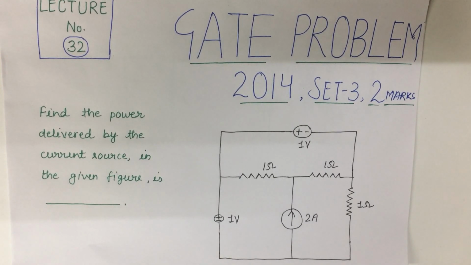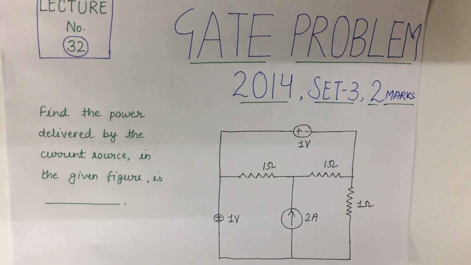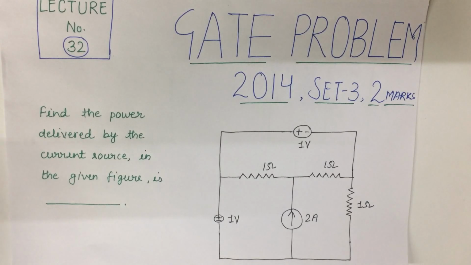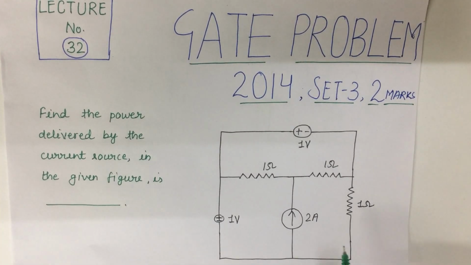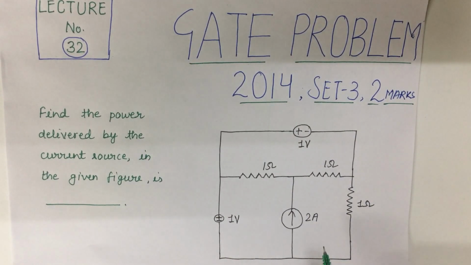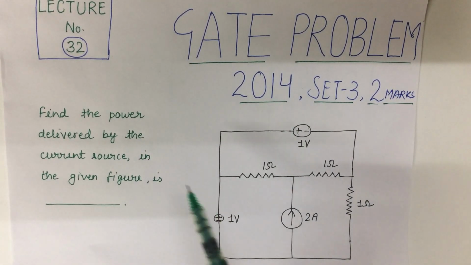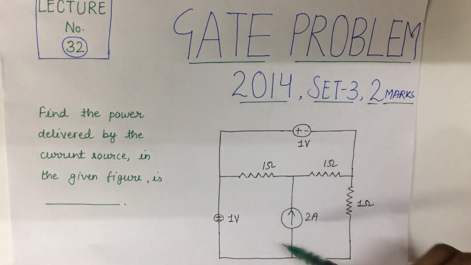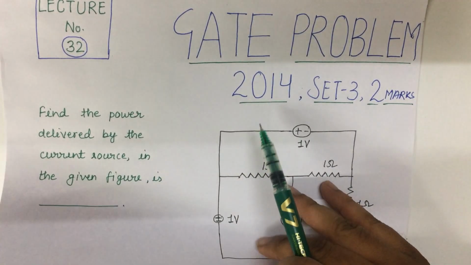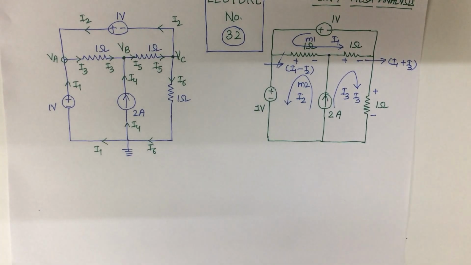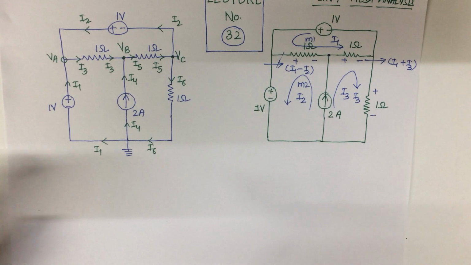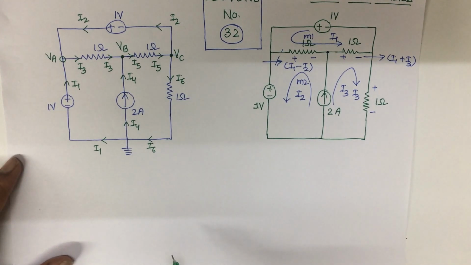This is again a GATE problem of 2014, set 3 for 2 marks. In this question, we have to find the power delivered by this current source in this figure. We solve this question by two methods, using nodal analysis and using mesh analysis. First of all, we solve this question by nodal analysis.